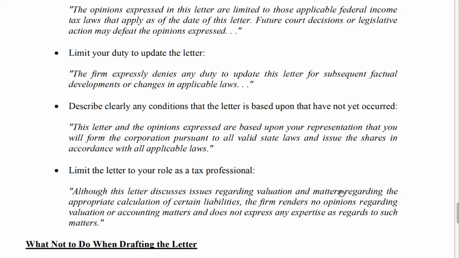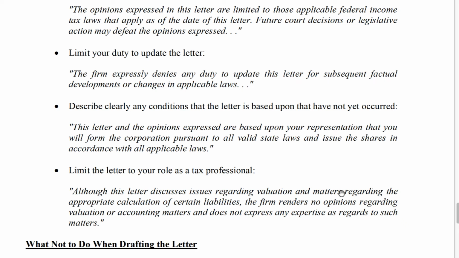And basically the idea at the end of the letter, if you recommend being a corporation, you're basically saying, okay, well, this letter and the opinions expressed are based upon your representation that you would form a corporation, valid under all state laws, blah, blah, blah. Okay, and then limit the letter to your role as a tax professional.